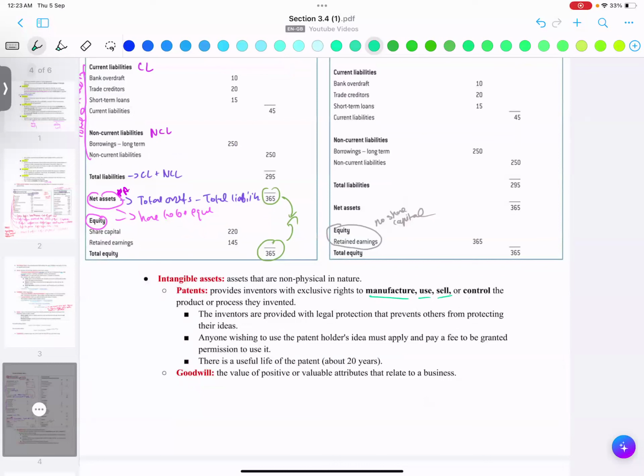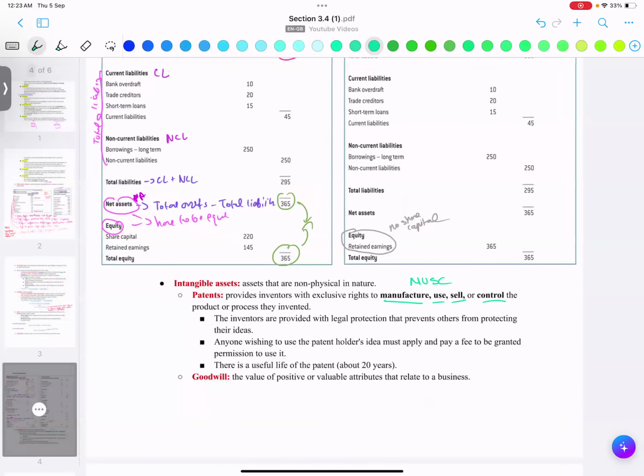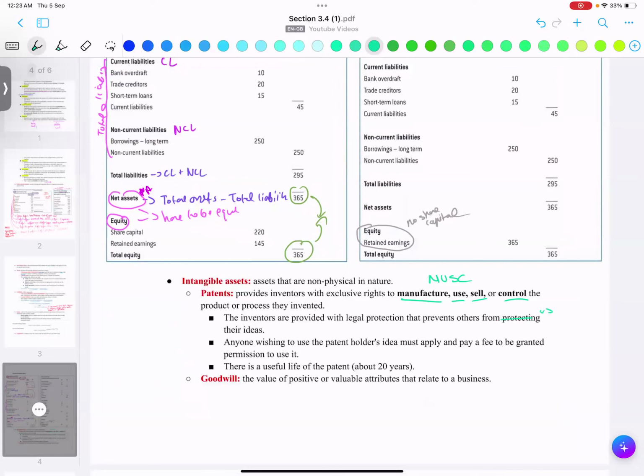Manufacture, use, sell, control. So if you want, you can remember this like an acronym, MUSC, the product or process they invented. The inventors are provided with legal protection that prevents others from using their ideas. Anyone wishing to use the patent holder's idea must apply and pay a fee to be granted permission to use it. There's a useful life of the patent, usually approximately 20 years, depending on the country and the law.